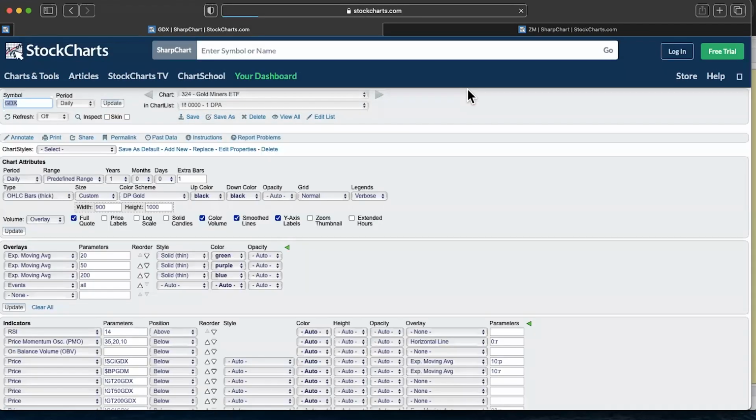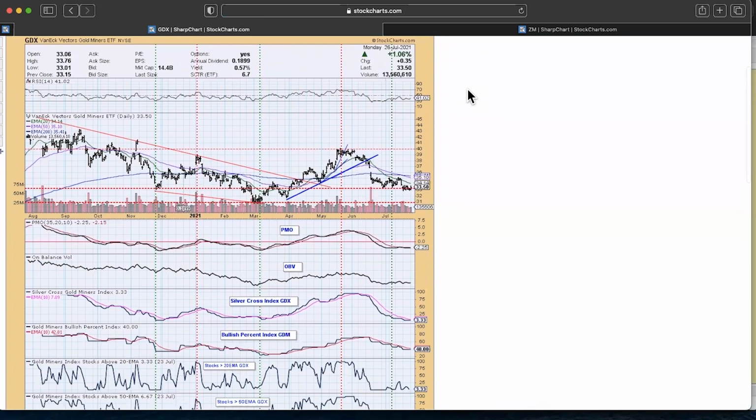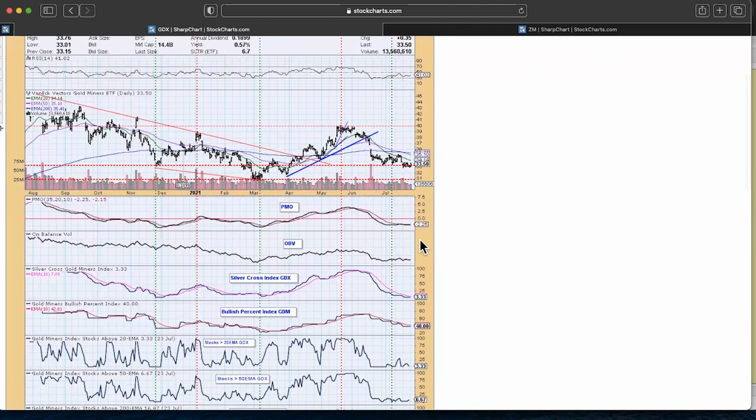So what about gold miners? Well, they haven't been doing much. They're stuck in neutral, if you will, really trying to cling to this support level here at that November low. They're just barely able to do that, which is good news. But I'm not seeing the participation yet to get me too excited about gold miners. We do have the PMO trying to give us a crossover buy signal, but it hasn't been successful.